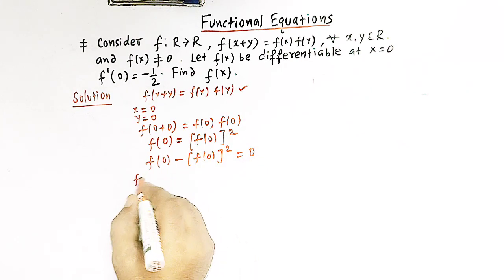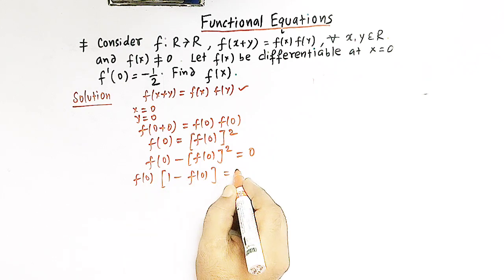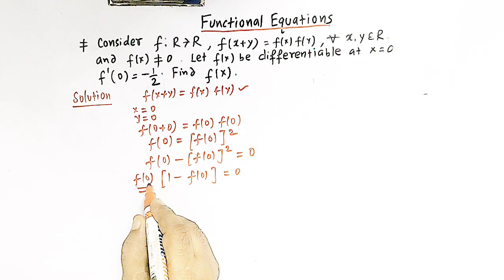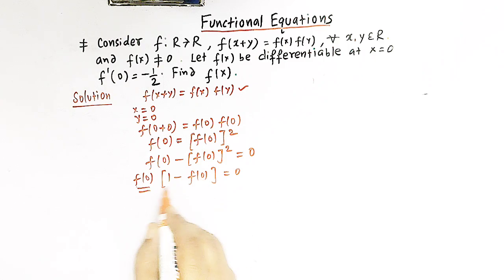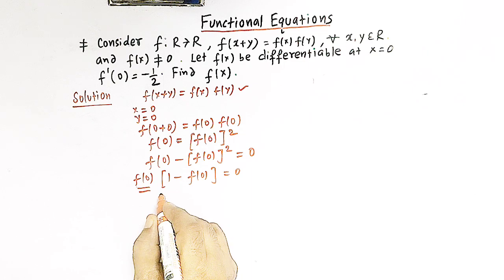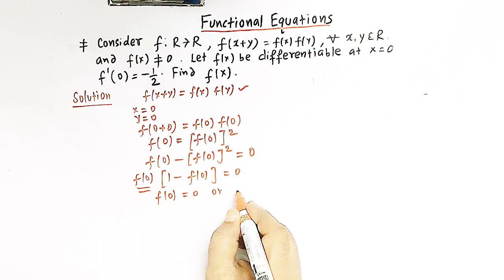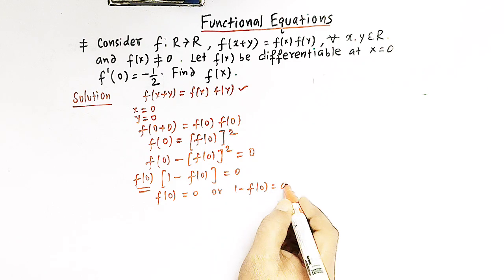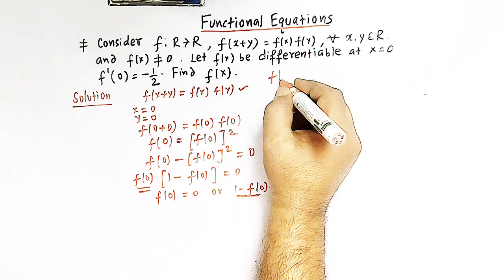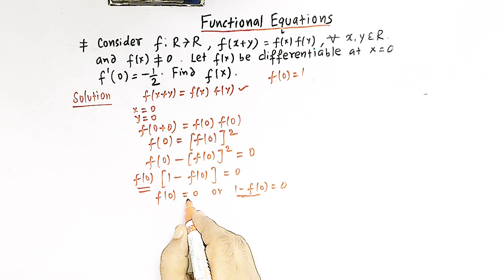Now taking f(0) common, we have f(0) times (1 minus f(0)) equal to 0, a product of two numbers. From here we can conclude that either f(0) = 0 or 1 minus f(0) = 0. So from here we easily get f(0) = 1, and from the other factor we have f(0) = 0.